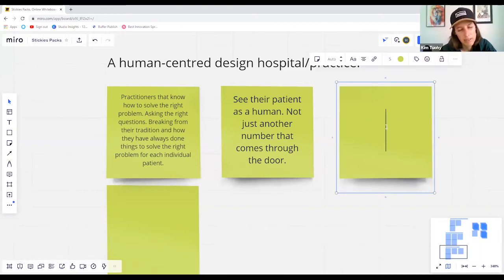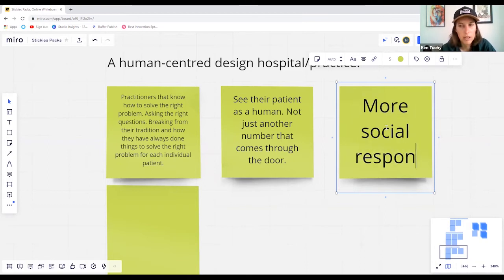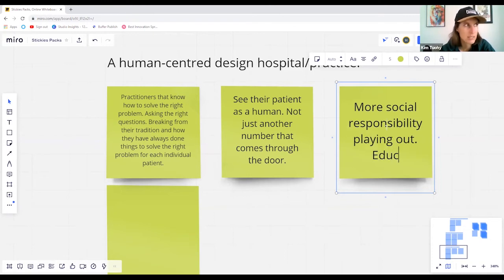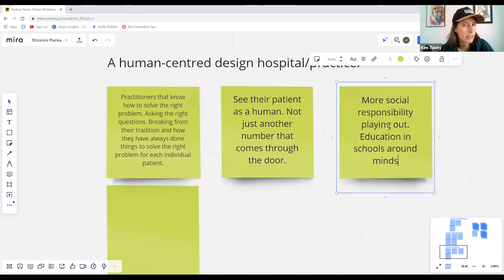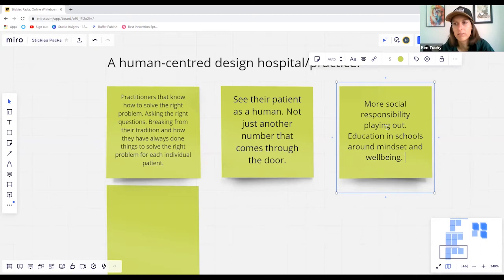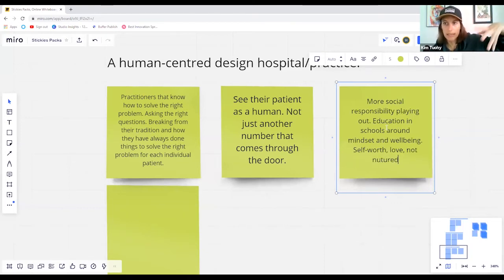I believe that there would be more social responsibility playing out. And what that might look like is education in schools around mindset and well-being, self-worth, love, all those things that when they're not nurtured in the child, then stem into something as an adult.